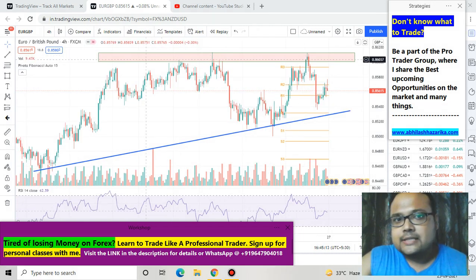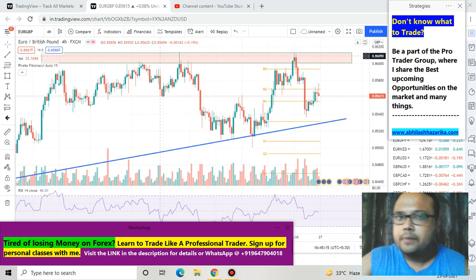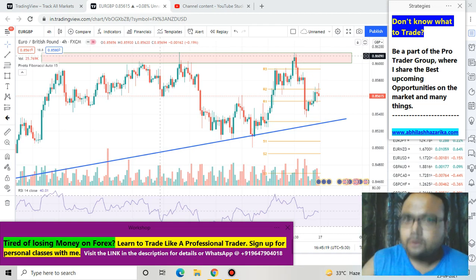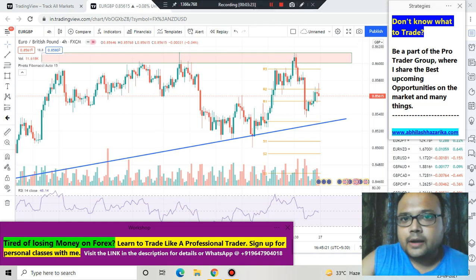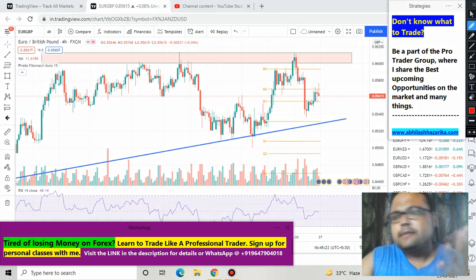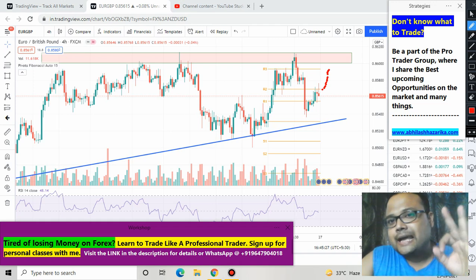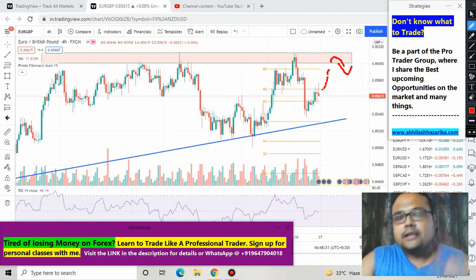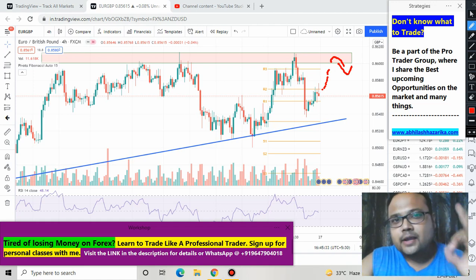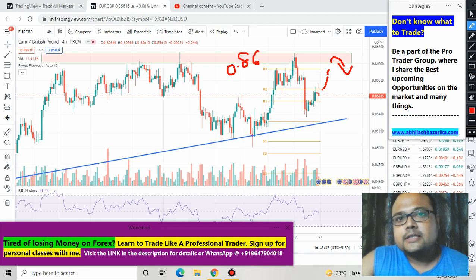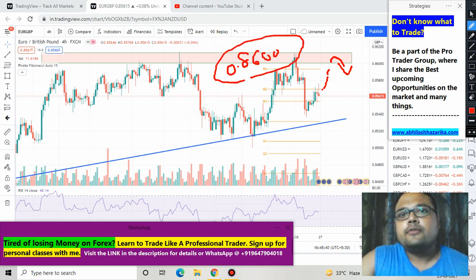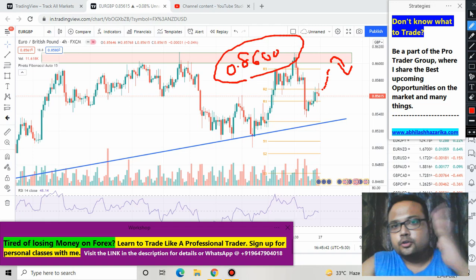0.8600, and you can see that whenever the market was trying to go up, it faced selling pressure and ultimately came down. So if the market goes up on Monday, Tuesday, doesn't matter, whenever the market goes up, you just need to observe the price at this resistance. If the market reverses from the resistance level, then obviously you can short the market. So this resistance level of 0.8600 is your first trading opportunity on Euro GBP. Clear?